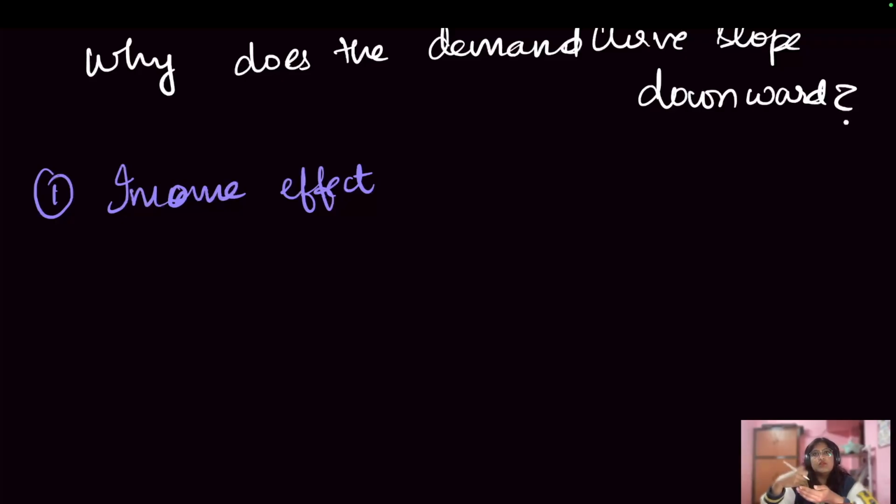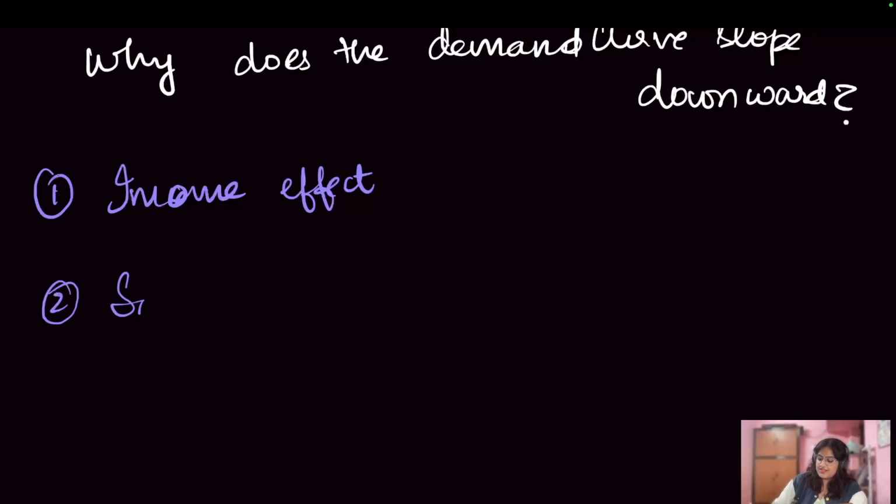So what will happen? You will buy more of that product with the same amount of money you had before. So with 500 rupees, suppose for one pizza it was 500, now the price has reduced to 250. Now you can buy two pizzas for the same money you had spent before. So that is the income effect.